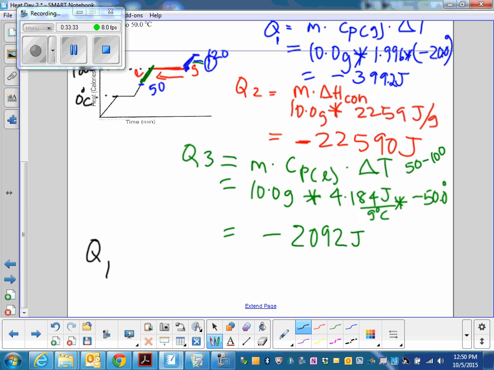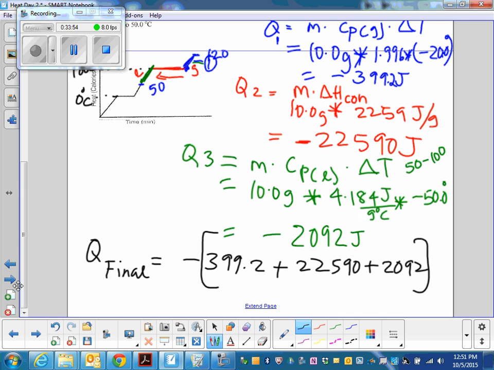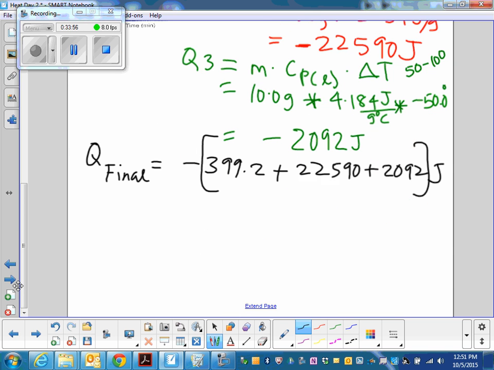And how do I get to my final answer? Q final equals, I add them all up, minus 399.2 plus 22. Well, can I put the negative sign outside? Because everything is negative. Is that right? So I'm just going to add them all up. 22590 plus 2092. And my final answer will be in joules. So if you add them all up, what do you get?